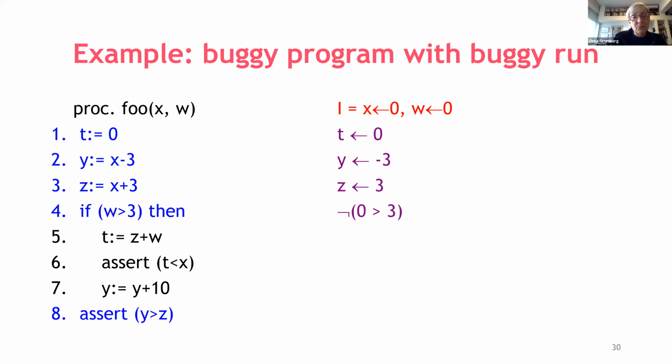So after the if, we have an assertion, and when we check the assertion, we see that it's violated because y is now -3, z is now 3, and y is not greater than z. So this is a bug that violates the assertion in the program.